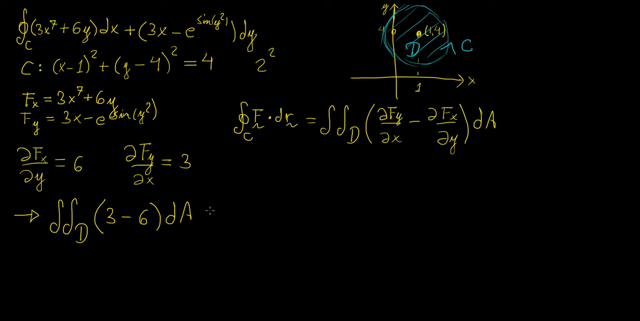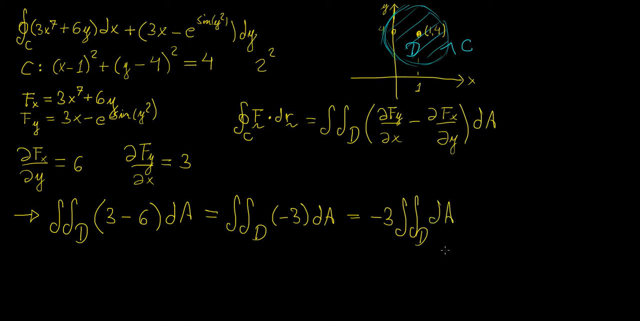And now this is going to simplify to the following. So we're going to have the double integral on the region D of minus 3 dA, and we can take the constant out, so this is going to become minus 3 times the total integral over the region D of dA.